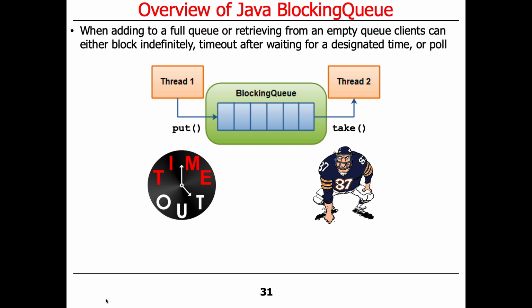There are a couple of different variants you have here. If you try to add to a full queue or remove from an empty queue, you can either wait indefinitely for the queue to become not empty or not full, or you can also put timeouts. You can say, I'll wait up to a minute for this queue to be not empty, or wait up to a minute for this queue to be not full, but you won't wait indefinitely. So you can bound the amount of time, and you can also basically poll, which means if it's not currently to your liking, just return right away with a null. Those are ways of bounding the amount of time that you wait for something to be not empty or not full.